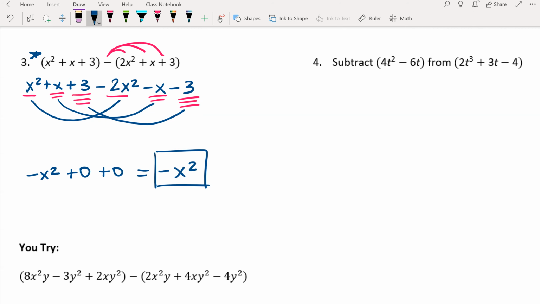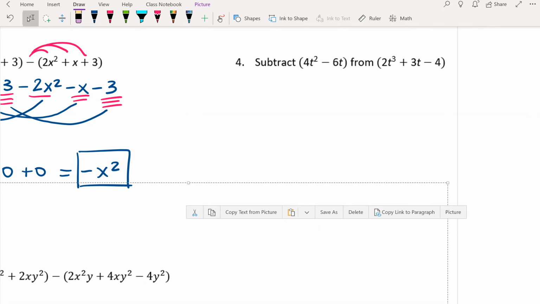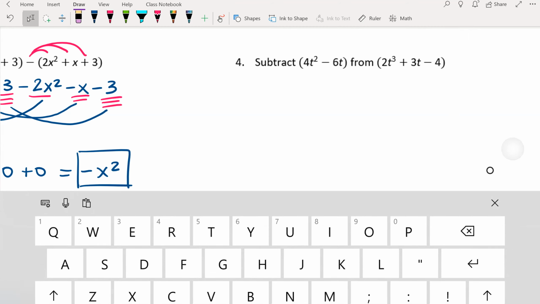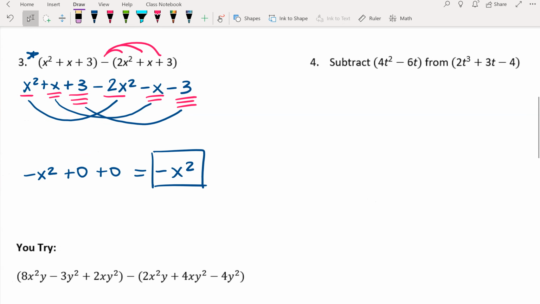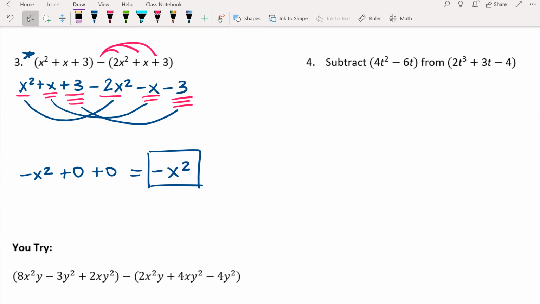Cool. Let's move to this one. This one always tricks students. So make sure you are not tricked. Okay, so this one often tricks students because of the way that it looks. Subtract 4t squared minus 6t from 2t cubed plus 3t minus 4.